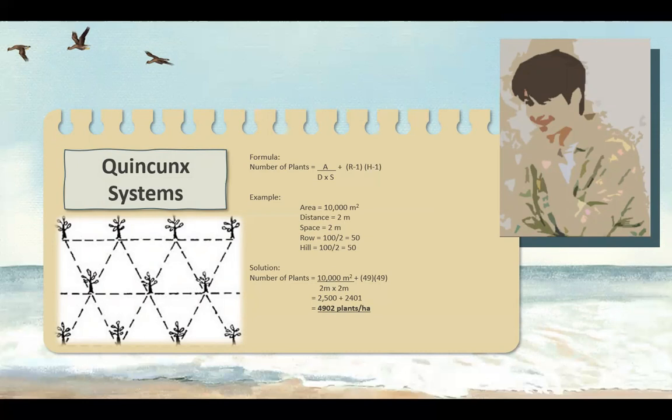10,000 square meters divided by 4 is 2,500, and then 49 times 49 is 2,401. Then add 2,500 plus 2,401, so the total is 4,902 plants per hectare. That is our answer.